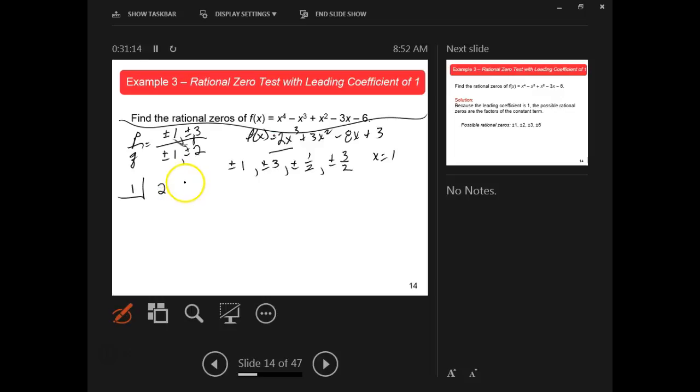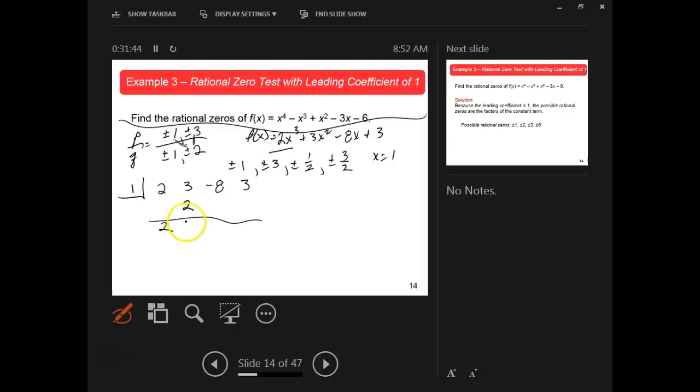2, 3, negative 8, and 3. Do we have enough numbers there? 4, and what's your degree? 3. Yes, you have enough numbers. So what's your next step? Skip a line, draw a line. Don't forget my little step there. And then bring down the 2. You carry on from there.